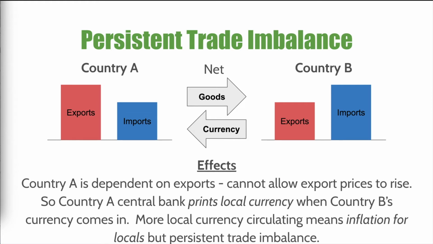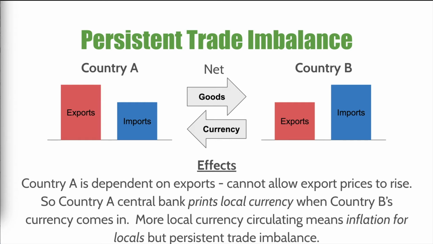They basically devalue their currency because if they allowed their currency naturally to rise in value versus the other country's currency, then suddenly they'd find their exports are more expensive and all of those effects they don't want to happen will happen. They need to print more of their local currency and circulate it. When more local currency is circulating, it means there's inflation for the locals in that country. But they get this persistent trade imbalance, so there's more exports.